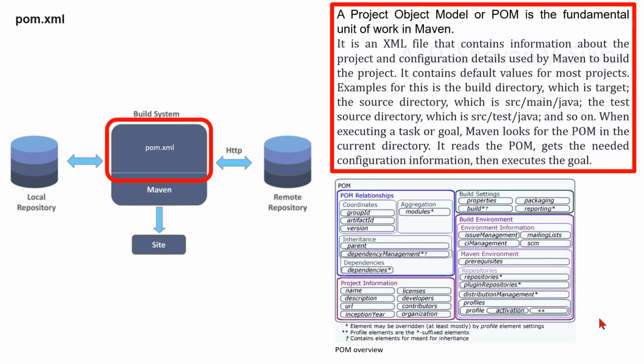Maven projects, dependencies, builds, artifacts. All of these are objects to be modeled and described. These objects are described by an XML file called a project object model.